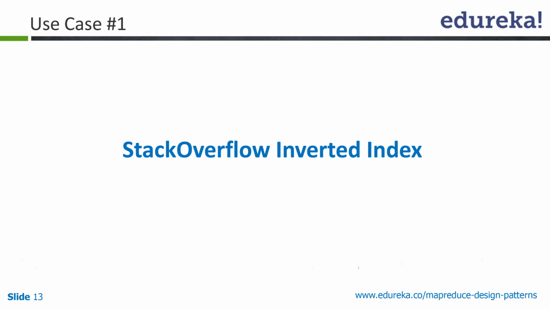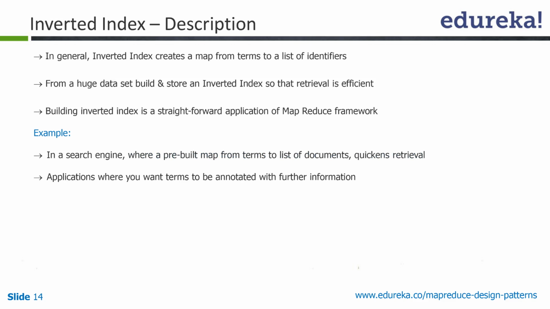In general, an inverted index is a data structure, like a map from terms to a list of identifiers where those terms are actually present. That's a simple definition of this. And these are really useful when you have a huge data set and you want to do retrieval out of such data sets. Then an inverted index is just a necessity. You cannot do without that.